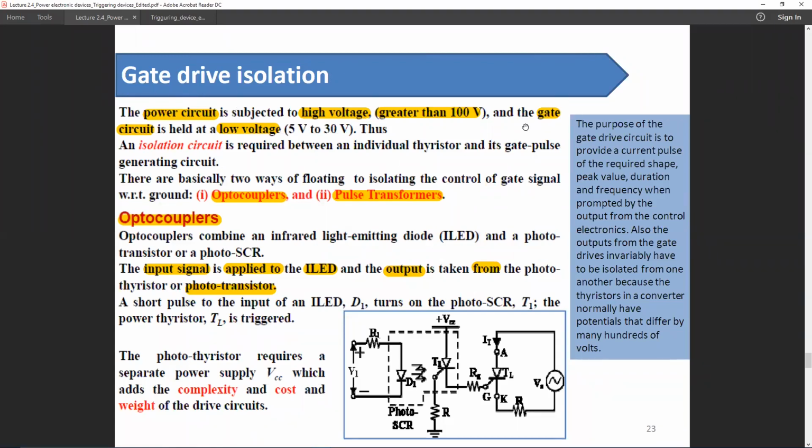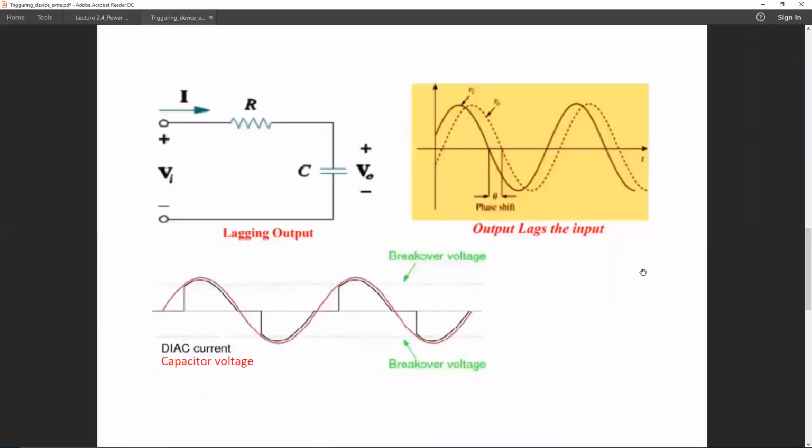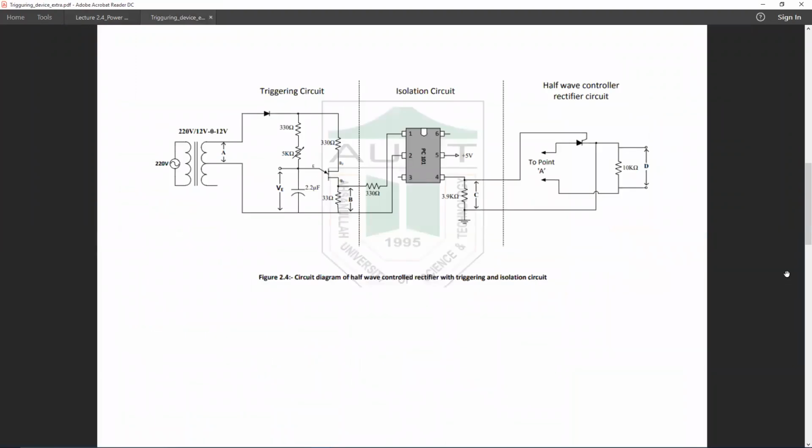Isolation. The first point of isolation is to isolate the high voltage and low voltage side. Typically, the control circuit consists of low voltage components, usually has a range of 5 to 30 volt, but the output circuit might have a range of more than 100 volts. So in these cases, we need to isolate the low voltage side from the high voltage side.